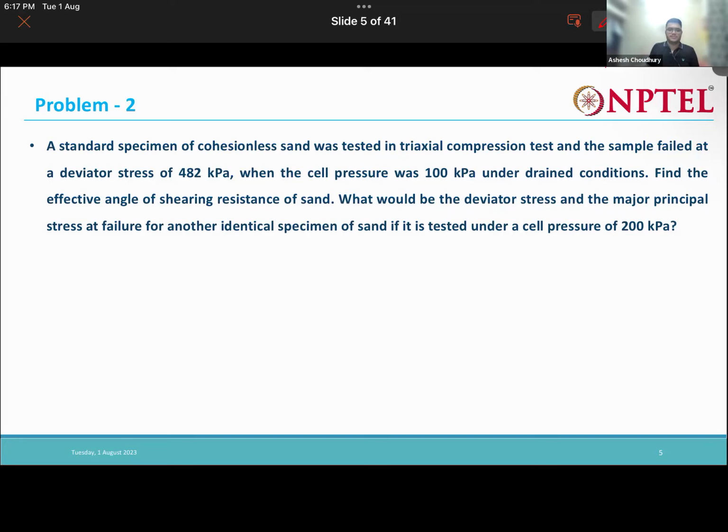Okay, at failure, what would be the deviator stress and major principal stress at failure for another identical specimen of sand if it is tested under a cell pressure of 200? Okay, those are two parts, right? So let us first solve the first part.